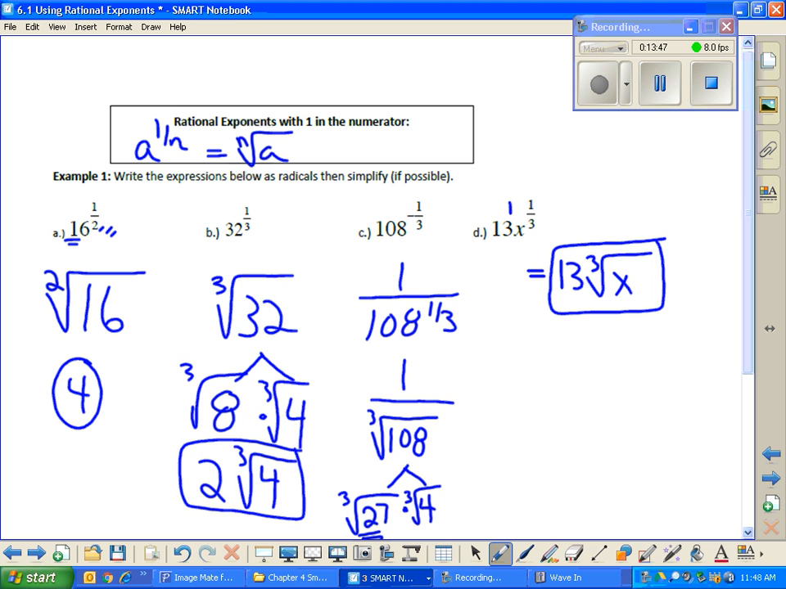Right? Maybe. Okay. Questions on when we have 1 in the numerator, because now we have to go on to other numbers in the numerator.